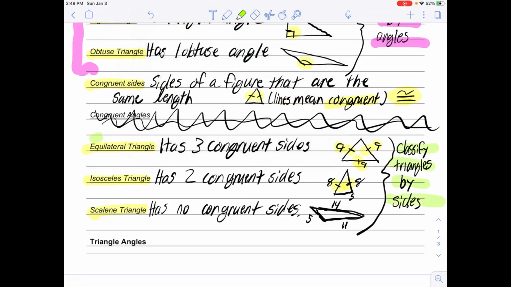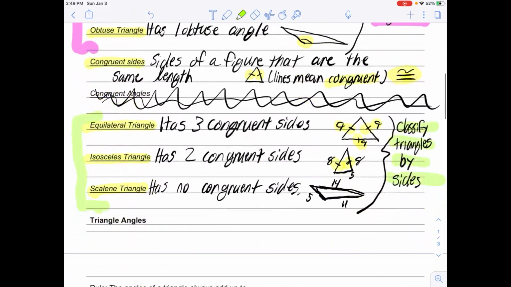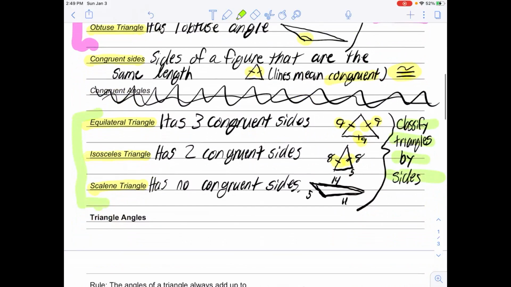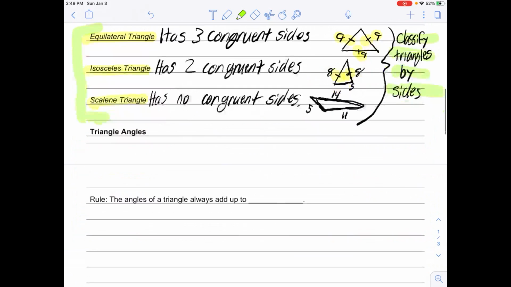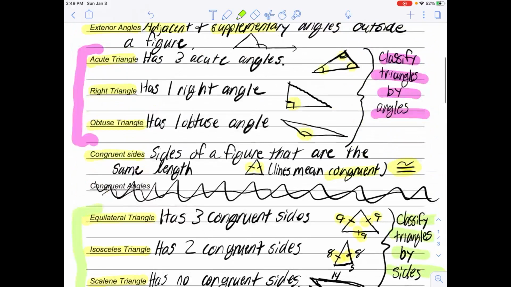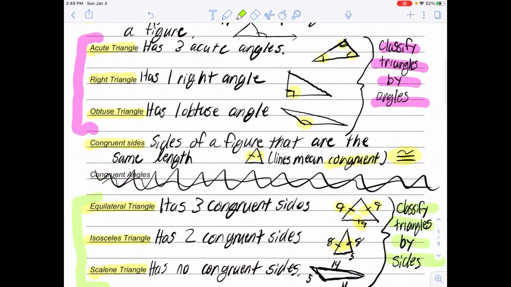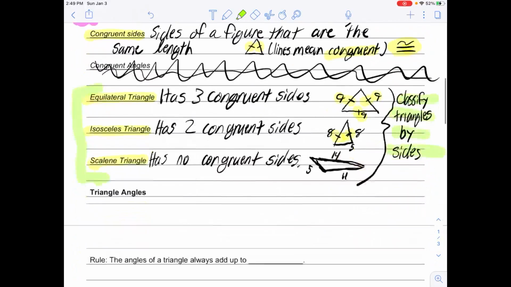So when we get to that point, you want to make sure that you have marked that acute, right, obtuse help you classify triangles by angles, and equilateral, isosceles, scalene, those have to do with their side lengths. The first thing to do, so here, pause the video, get caught up on all of this, please do so. And then when you are ready, continue the video down to here.